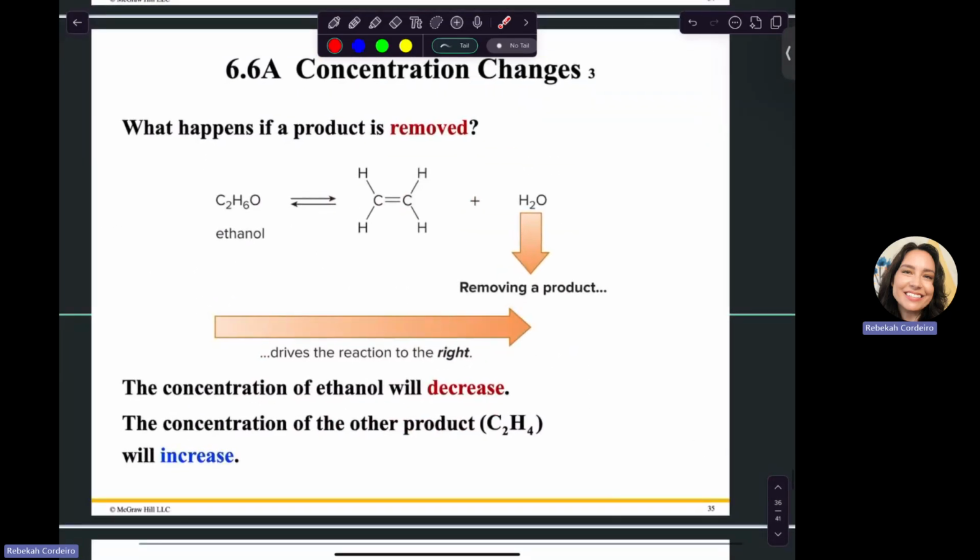What about if you remove a product? So let's say we remove some of the bakery goods. I go in and I buy all of your cookies. So if I buy all the cookies, now what are you going to do? You've got to make more cookies. And so we're going to shift toward the product.